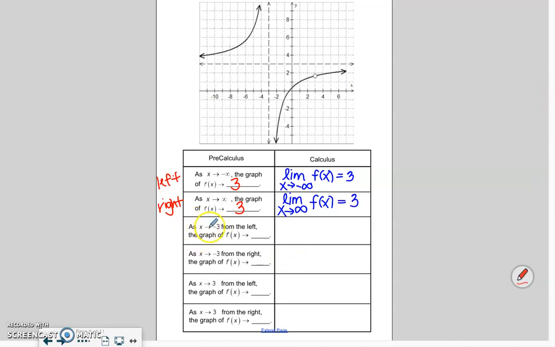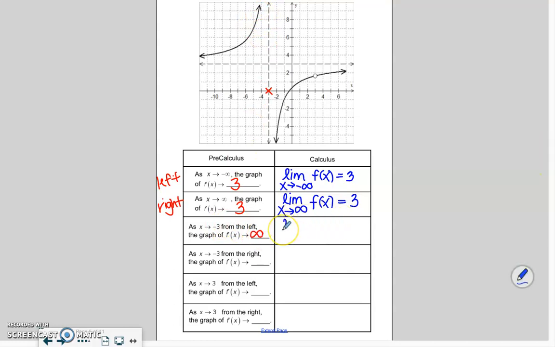As x goes to negative 3 from the left. Okay, from the left. So where is negative 3? Negative 3 is right here. So from the left means find the left side of the graph and kind of follow it, only coming from the left side of negative 3, and tell what the graph is doing. So if I'm following the graph, I'm getting closer and closer to negative 3 on the x-axis. My graph is going up. So it is going up, and we would call that infinity.